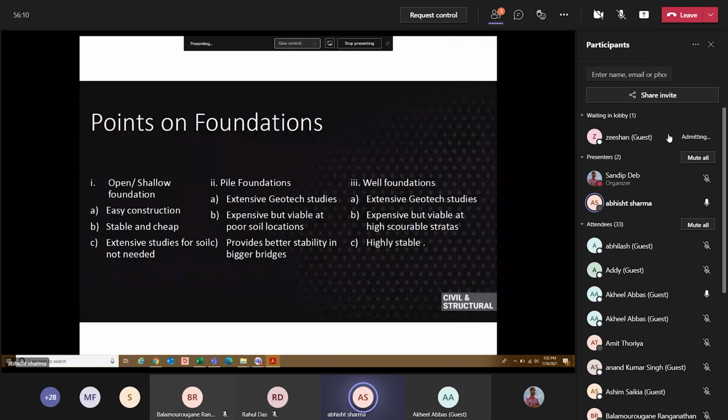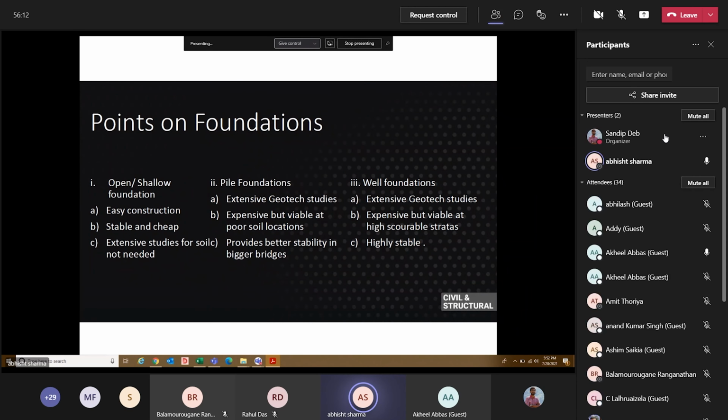Stability wise, I would say the well foundation is more stable than the piles, but then again, it needs around 4 to 6 months to get constructed. So people tend not to use well foundations as far as possible.